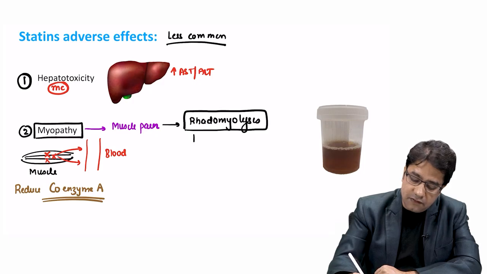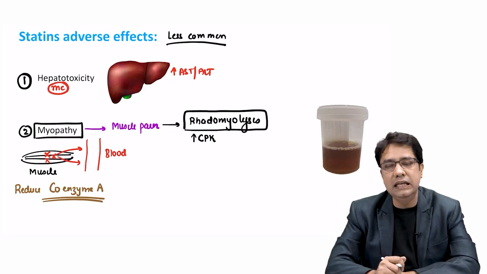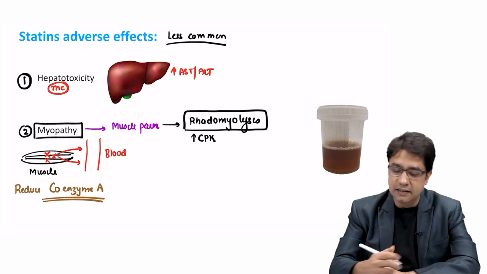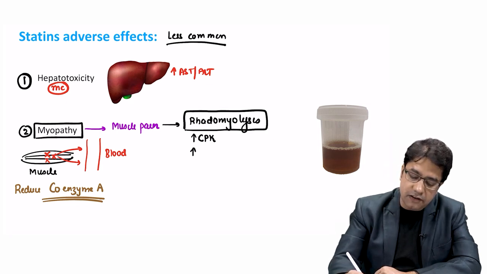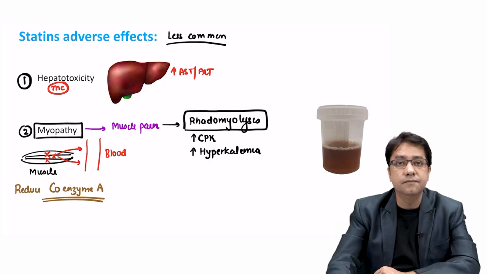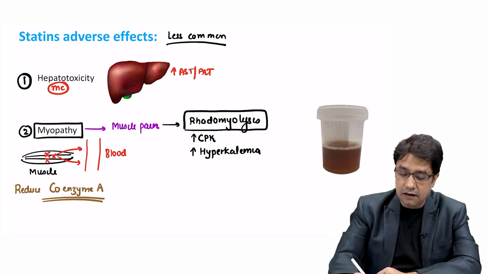So inside the muscle we have an enzyme, CPK enzyme, creatine phosphokinase enzyme, that will be raised in blood. Similarly, inside the muscle we have potassium. Potassium will enter into the blood. It can lead to hyperkalemia. And inside the muscle we have myoglobin. So this myoglobin will come into the blood.